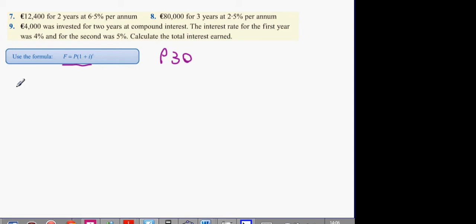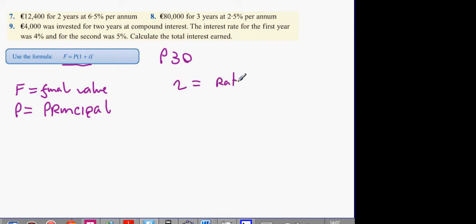Now, what it tells you about each thing is, it'll give you a description of what each letter means in your notes. It says F is the final value. It will also tell you that P is what's called your principal. Principal is how much you invest, or how much you start off with, basically, right? And then finally, it will also tell you in the top right corner that I is the rate of interest, okay? Now, but there is one thing that you really need to remember about this. I is the rate of interest in decimals.